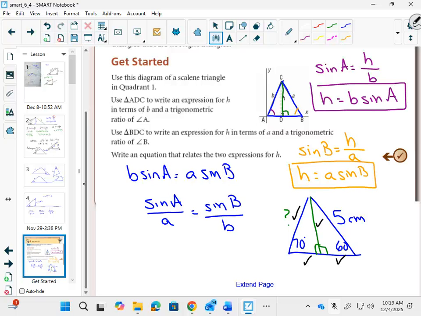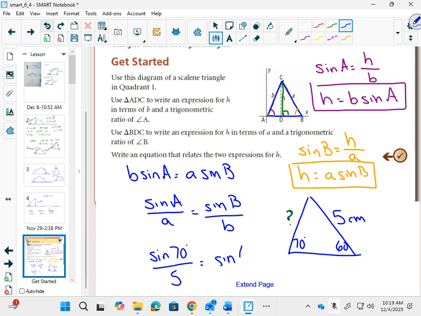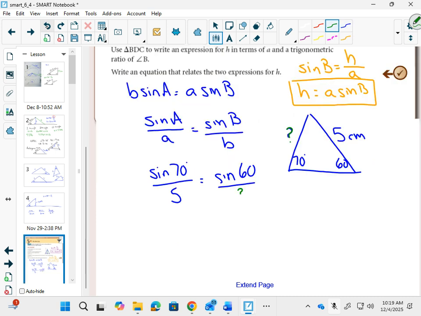And instead of doing all of those things, I can erase all those lines. That seems like a lot of work. I still want to find this question mark. But now this relationship says that if I have sine of 70 degrees and its opposite side is 5, it has to equal sine of 60 degrees and its opposite side was the question mark.